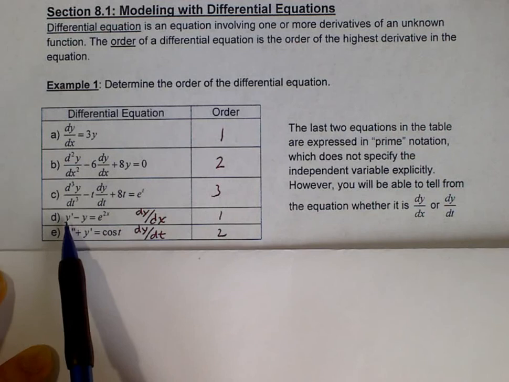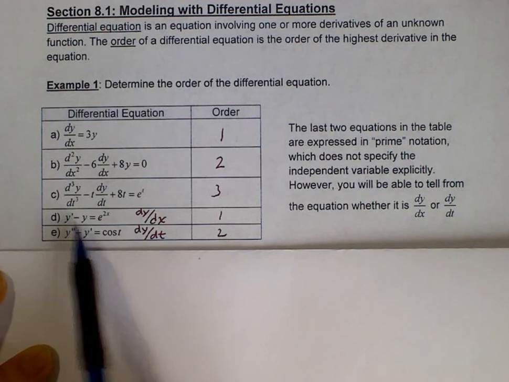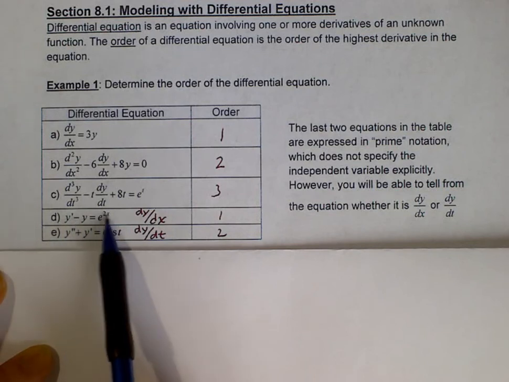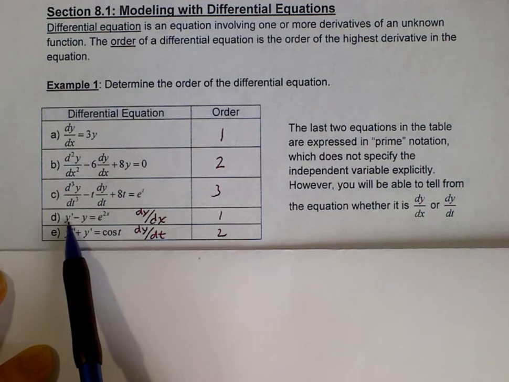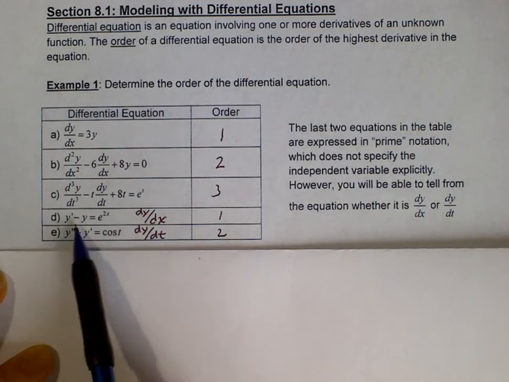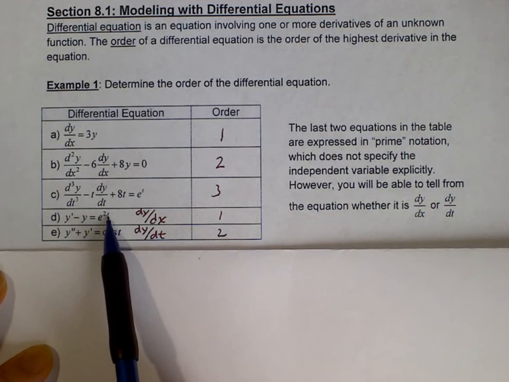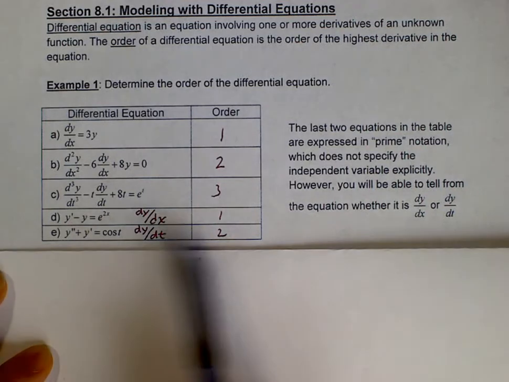Now for this one here, instead of using dy/dx, they're using a y prime. It says y prime minus y is equal to 2e to the x. So this one is not as explicit about whether this is a dy/dx or a dy/dt. The way that you'll know that this is a dy/dt is because of the variable that is used on this right hand side, and the order is 1.